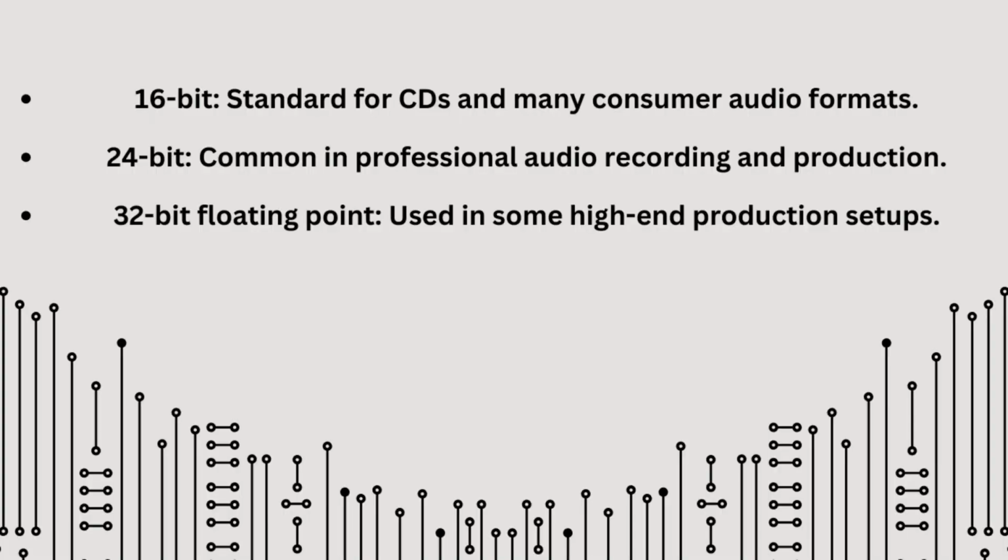And just like sample rate, the higher the bit depth, the more CPU processing power we're going to require from our computer. The common bit depth standards that we're going to be working with are 16-bit, which is standard for CDs and consumer audio formats, 24-bit, which is common in professional audio recording and production, and 32-bit floating point, or 32-bit float, is used in high-end production setups.